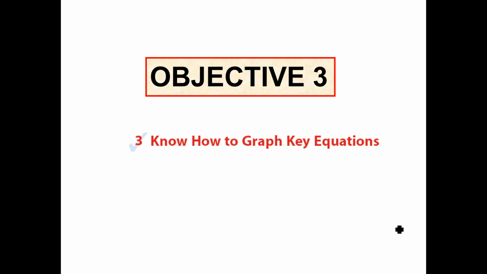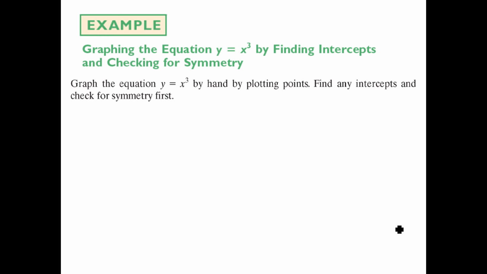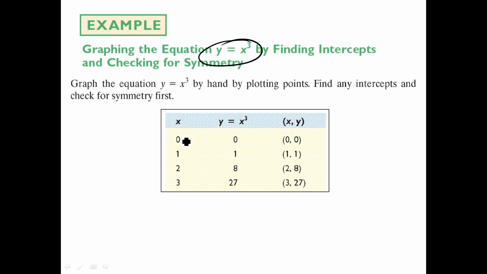All right, last thing here. 3 key equations that you need to know. You're not going to try any of these problems. You just need to have these down in your notes as equations we use a lot. Y equals x cubed. You should be able to plot this by hand, no problem. Here are the important points for x cubed. X is 0, 1, 2, 3. That makes y 0, 1, 8, and 27, since 0 cubed is 0 and 3 cubed is 27.